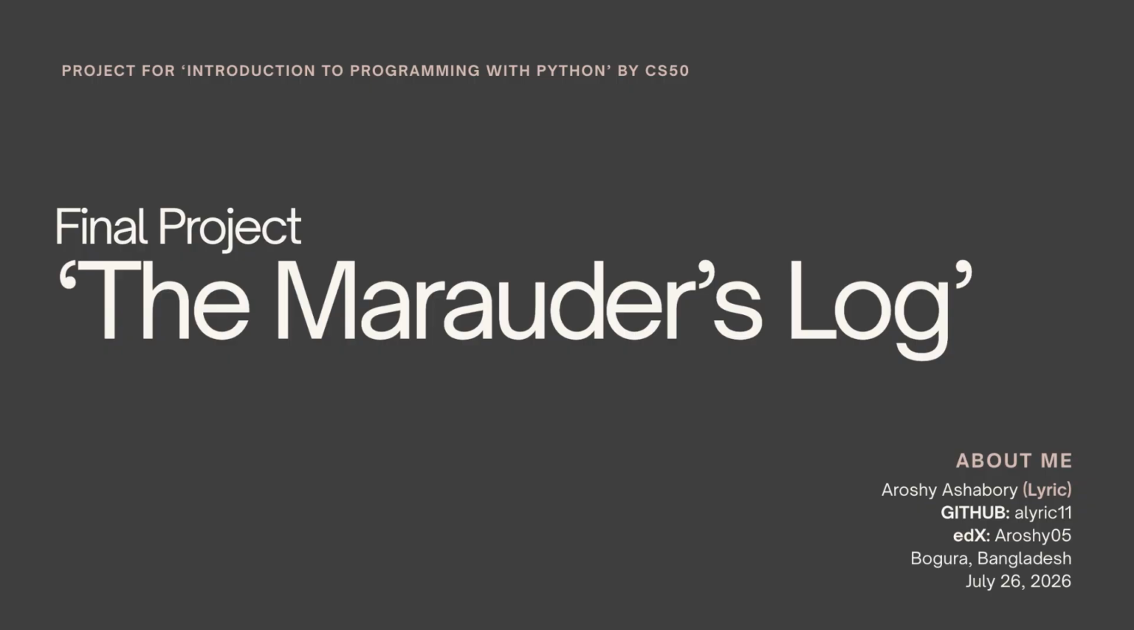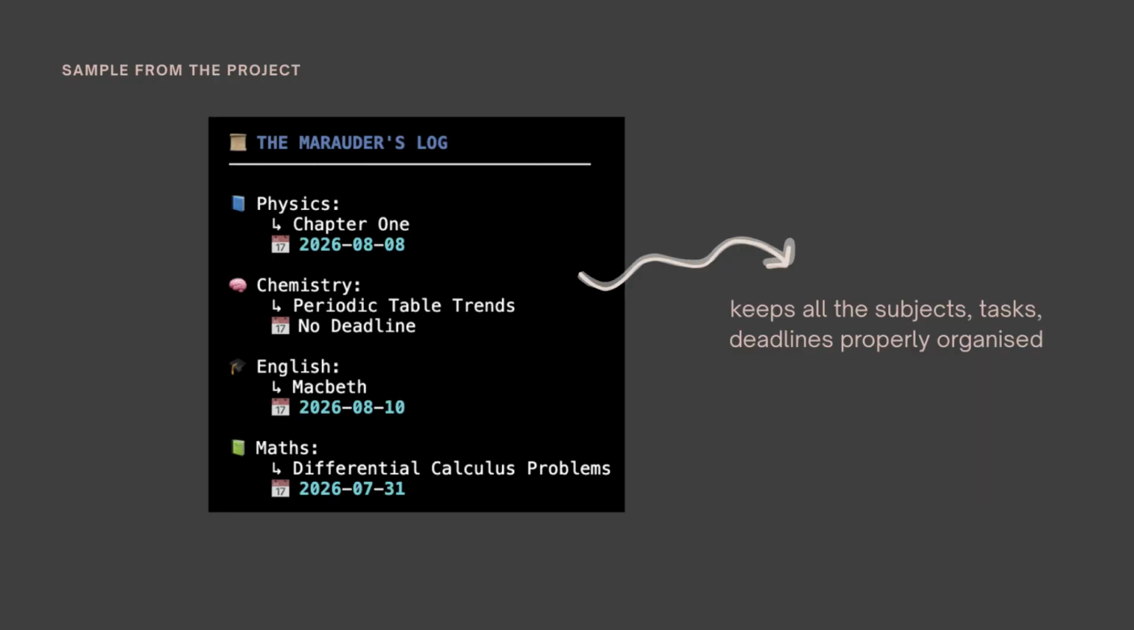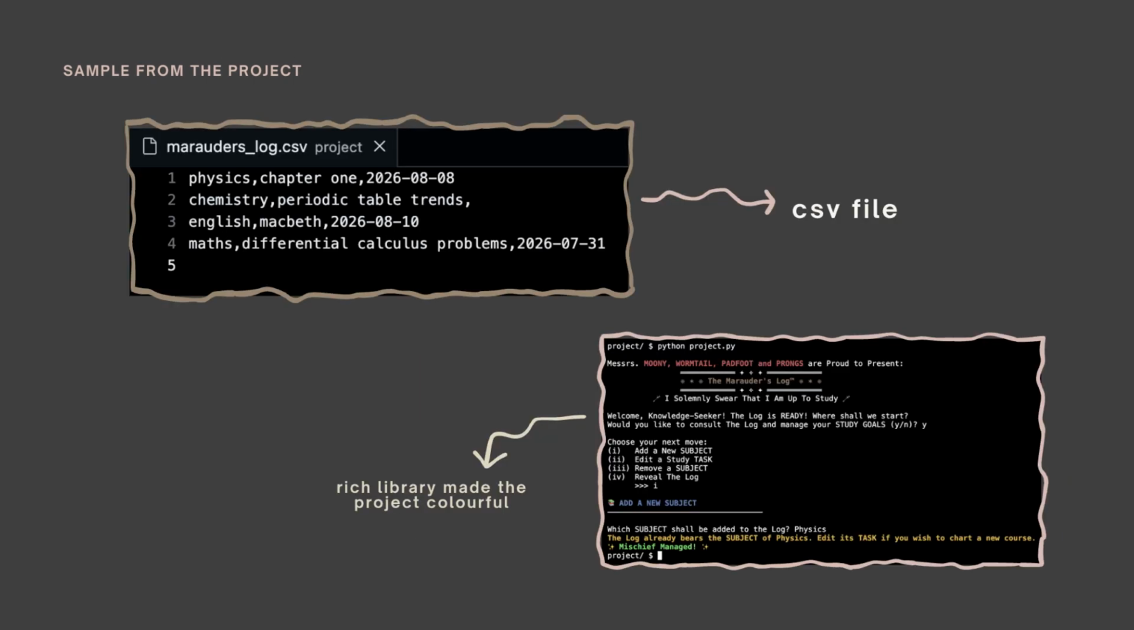I made this because I personally have the habit of writing down my school tasks and self-study goals in a diary, so I thought it would be fun to turn that habit into a program. Instead of keeping track of everything by hand, this project lets me record subjects, tasks, and deadlines in a more organized way. The program is a Python study planner with a Harry Potter theme. I used a CSV file to save the data so the log stays stored even after the program closes. I also used the rich library to make the terminal output more colorful and magical looking.